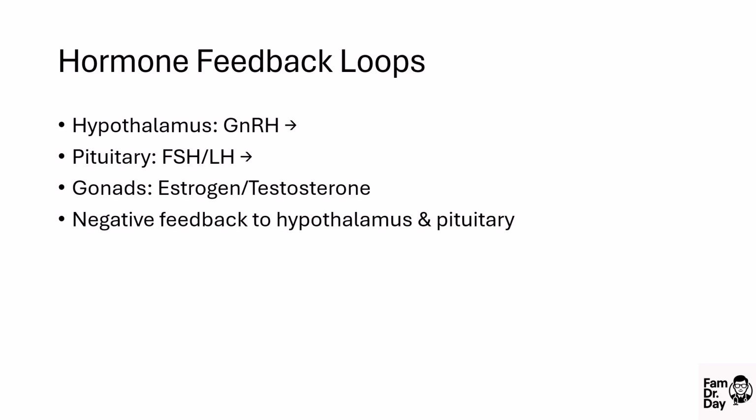Now let's look at the hormonal feedback loops that regulate reproductive development and function, another high-yield concept for the exams. Everything starts at the hypothalamus, which releases GnRH, gonadotropin-releasing hormone, in a pulsatile fashion. That GnRH travels to the anterior pituitary, stimulating it to release two key hormones, FSH and LH. FSH and LH then act on the gonads.